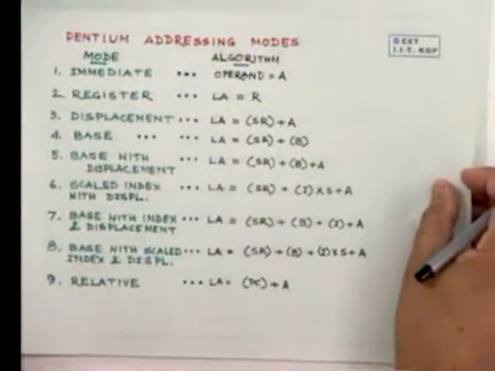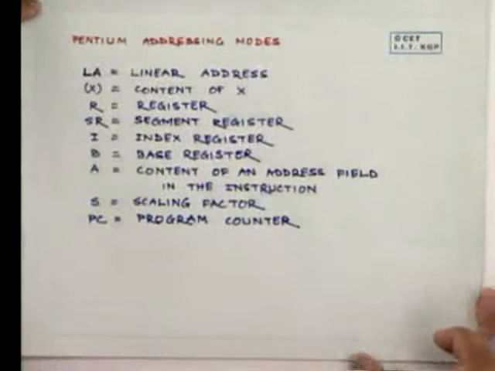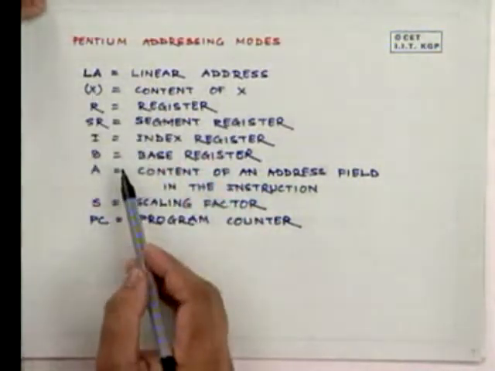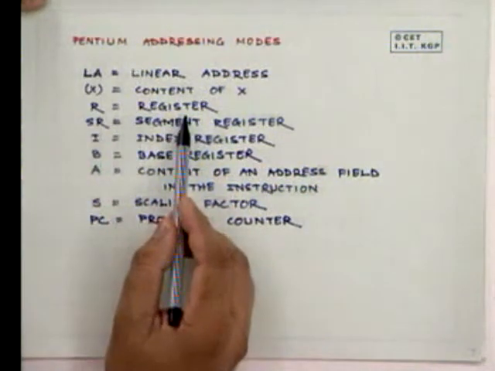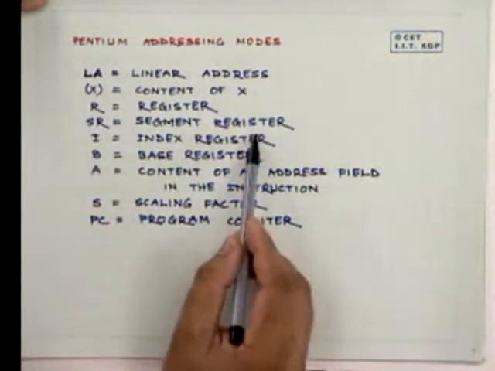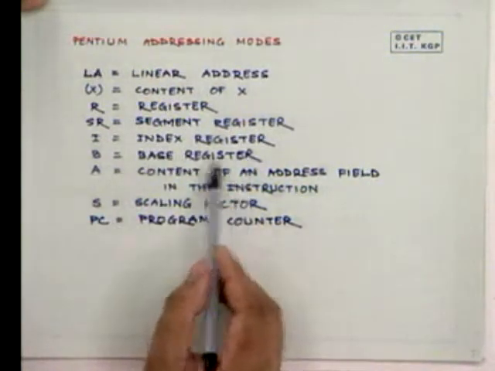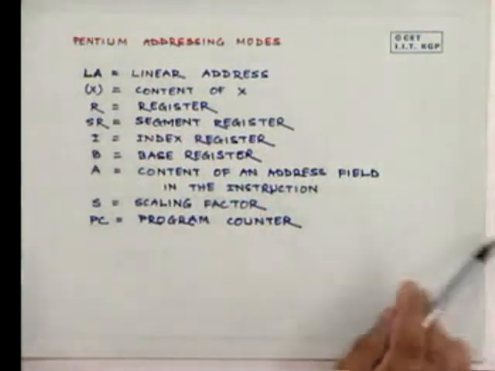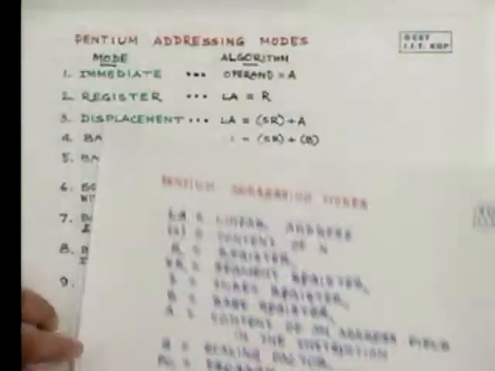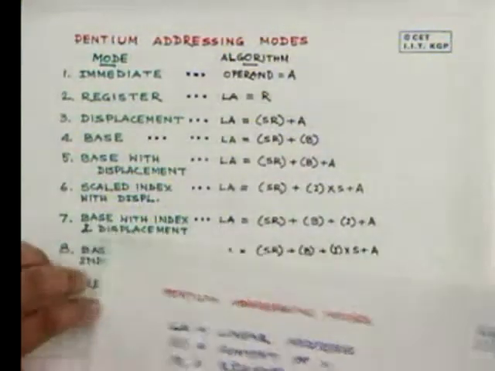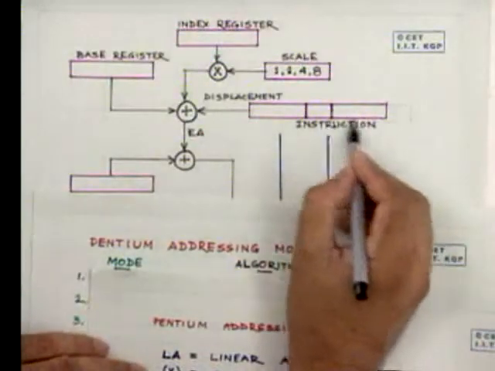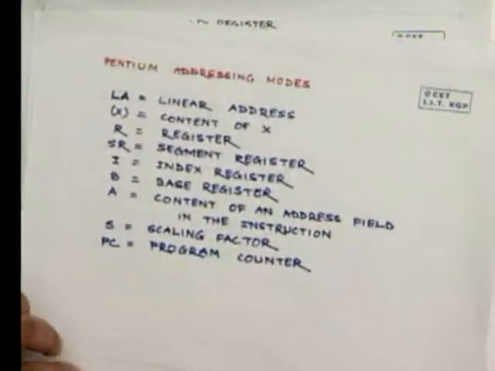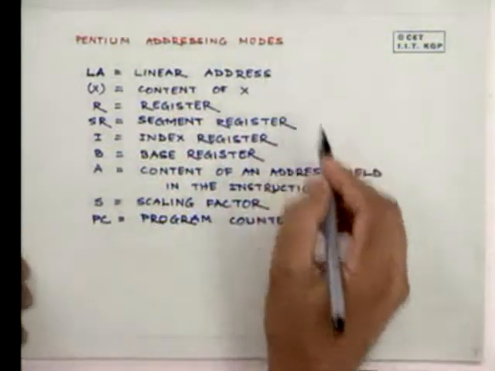Now, here L is the linear address, X stands for the content of X, R is a register, SR stands for segment register, I stands for index register, B for base register, A for the content of an address field in the instruction. That means whatever I am talking about as A here is essentially the content of the address field, so to say taken as a displacement.